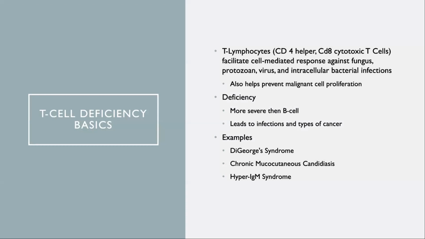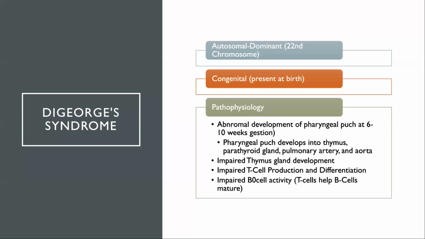Deficiency in this is more severe than our typical B-cell deficiencies, and it can lead to more severe infections and types of cancers. Examples of T-cell deficiencies are DiGeorge syndrome, chronic mucocutaneous candidiasis, and hyper-IgM syndrome. DiGeorge syndrome is an autosomal dominant disorder on the 22nd chromosome. It is congenital, meaning that it's present at birth.